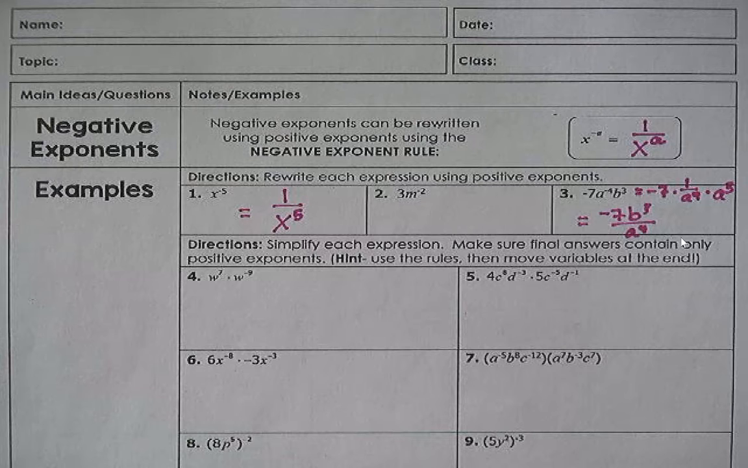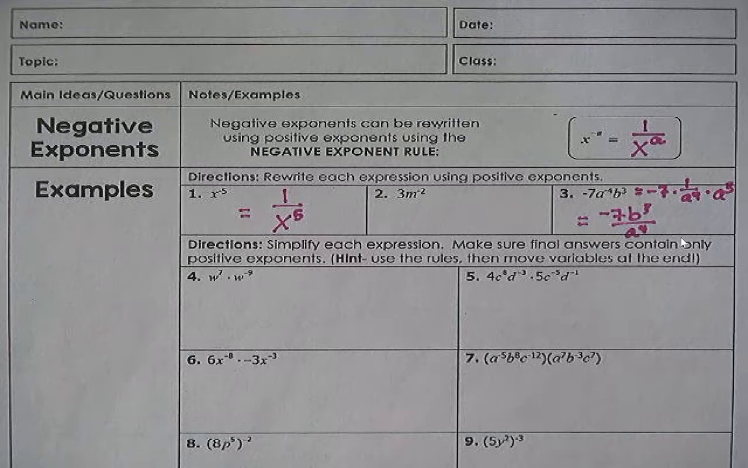All right, let's take a look at the directions for the next examples. It says simplify each expression. Make sure final answers contain only positive exponents. Hint, use the rules, then move the variables at the end. That's a great hint. I'm going to leave number 4 for you.